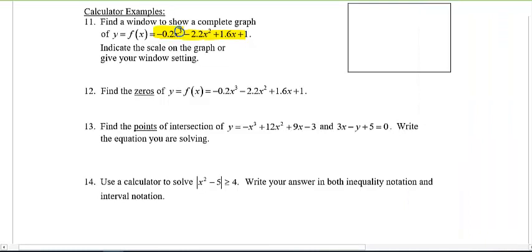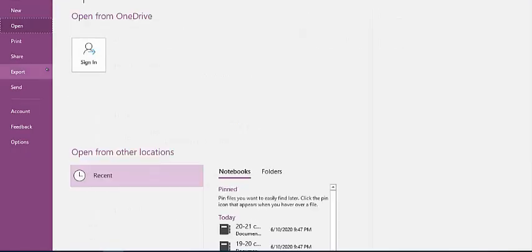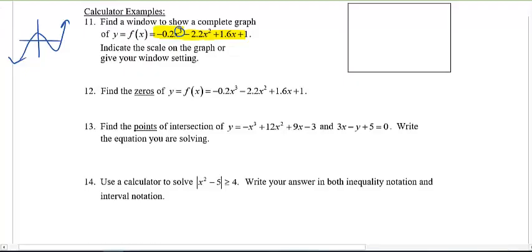So this is a cubic function. A cubic function either looks something like this, or, let's go back, or something like this. So which one is it? Well, not only do we know this is a cubic function, we know the leading coefficient in front is a negative. So this is a negative cubic function, and I would predict it would look something like this.